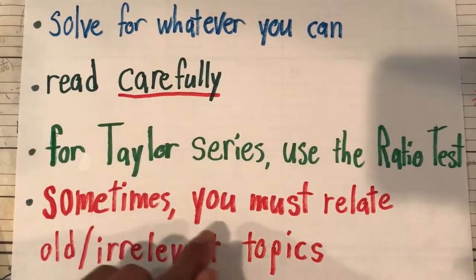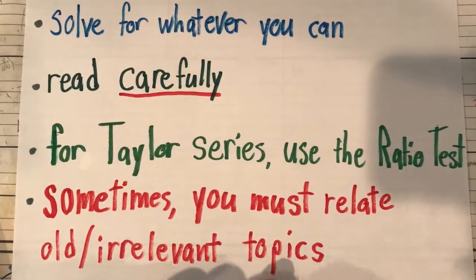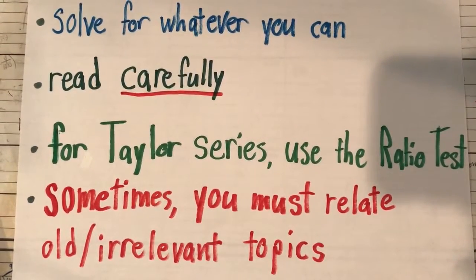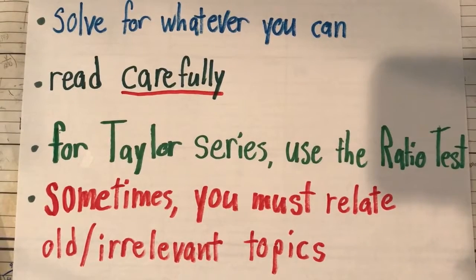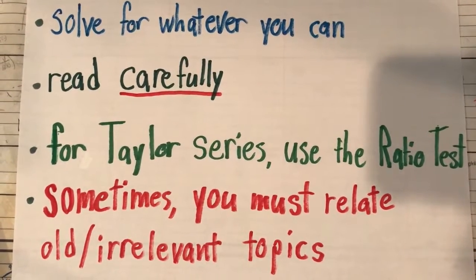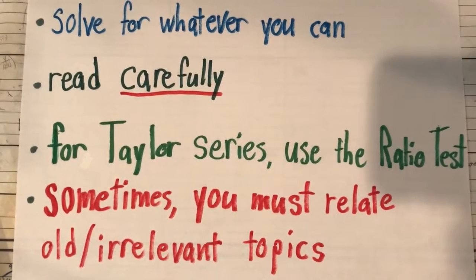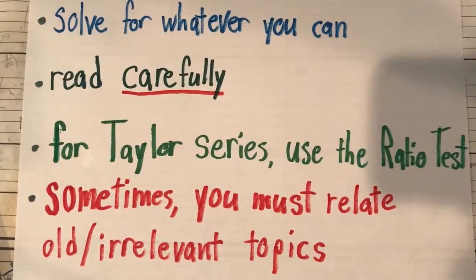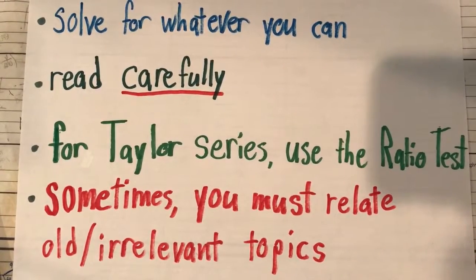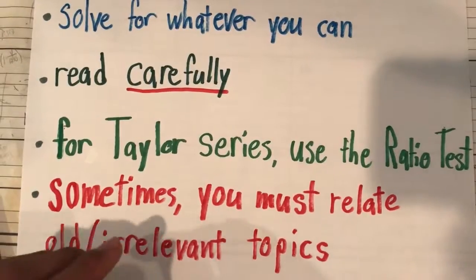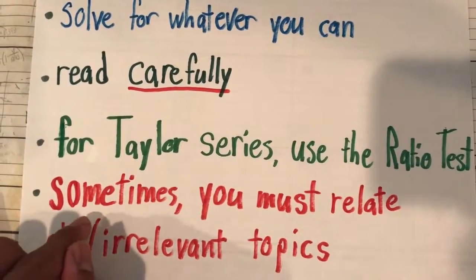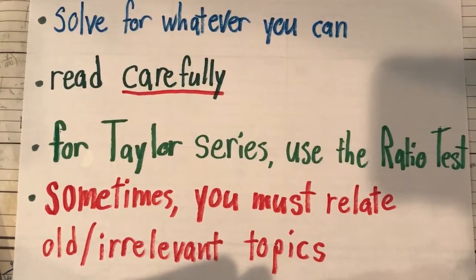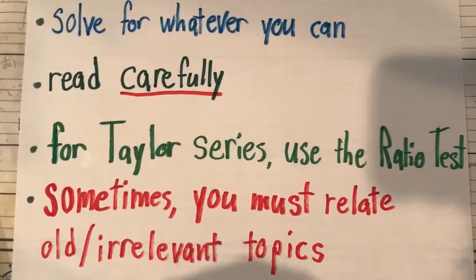Finally, sometimes you have to relate old, seemingly irrelevant topics to the problem. So in part C, it asks you to consider the fact that f prime is a geometric series. Now, in the problem itself, it seems like geometric series are kind of irrelevant. However, once you start solving it, you end up having to use the formula for the sum of a geometric series. And in actuality, this tip, although it applies to part C, it also applies to a lot of the AP tests, which require you to apply your previous knowledge to the test itself.